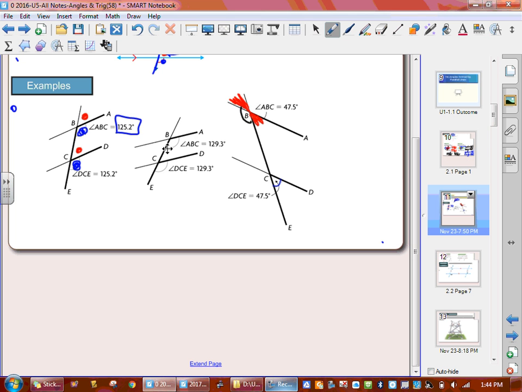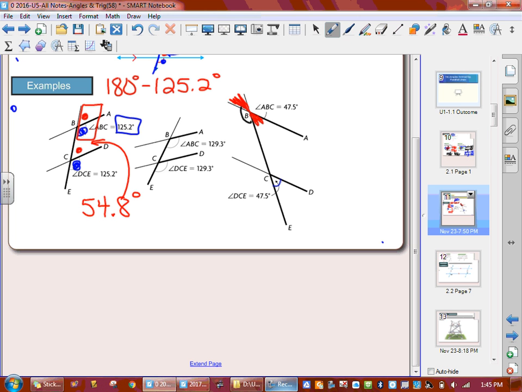So what do we know about the red dot and blue dot? What would they have to do? They would have to add to 180. So these two here have to add to 180. So all you really need to do is take 180 degrees and minus the other one. 125.2. So how big are our red dot angles? 54.8 degrees. Good. So 54.8 degrees is going to be our red angles. Okay? And that's from subtracting here.